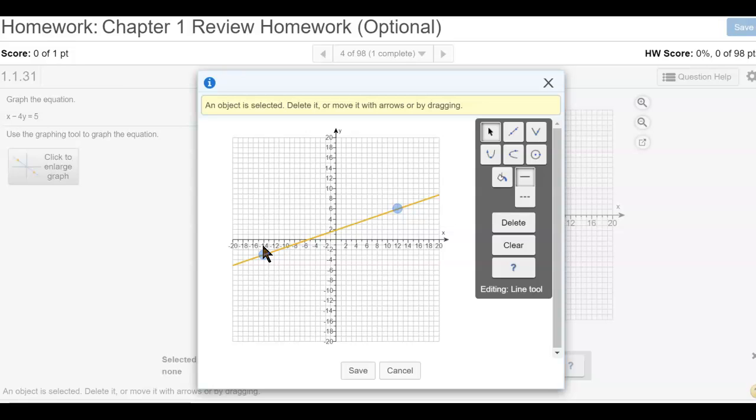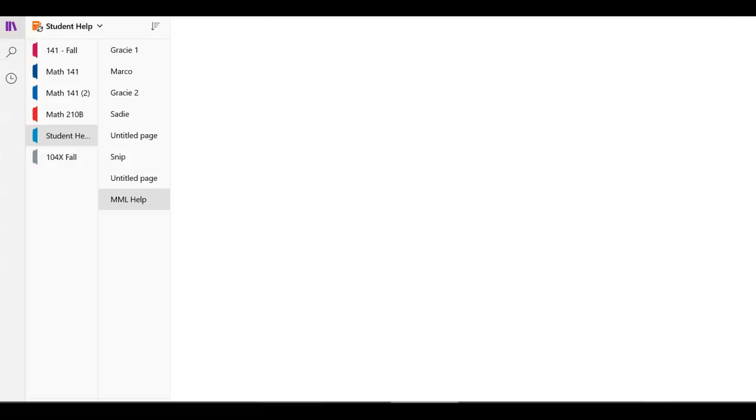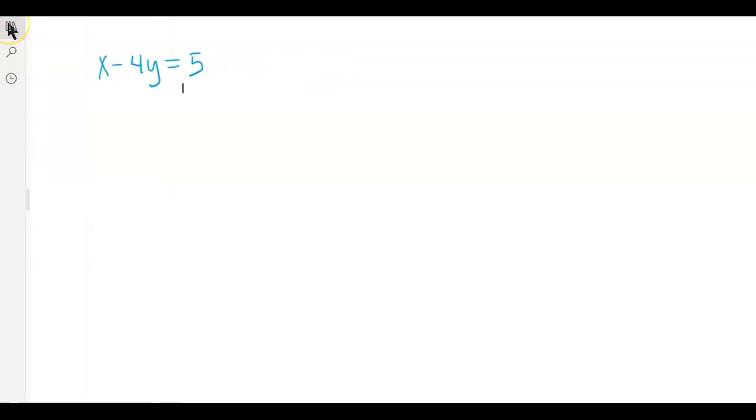So again, this assumes that we have solutions that are whole numbers. Let me show you how to do that. This equation is x minus 4y equals 5. So let's write that. x minus 4y equals 5. It's going to be easier if I get this into slope-intercept form, in the form of y equals mx plus b. So I'm going to solve for y.